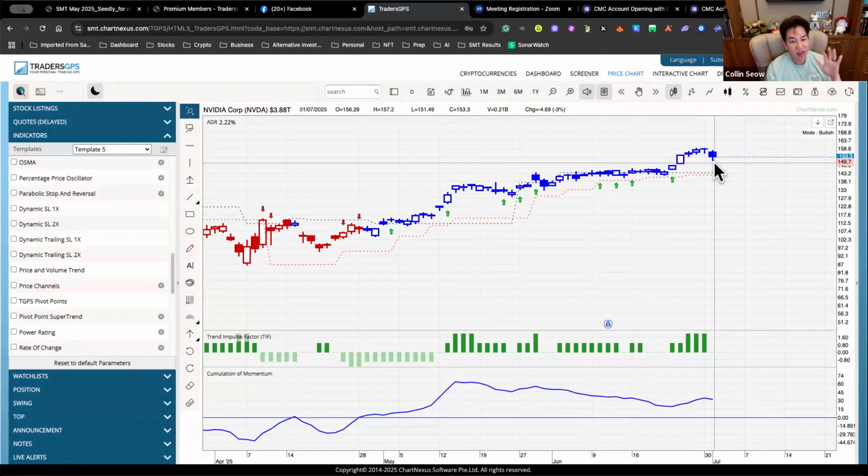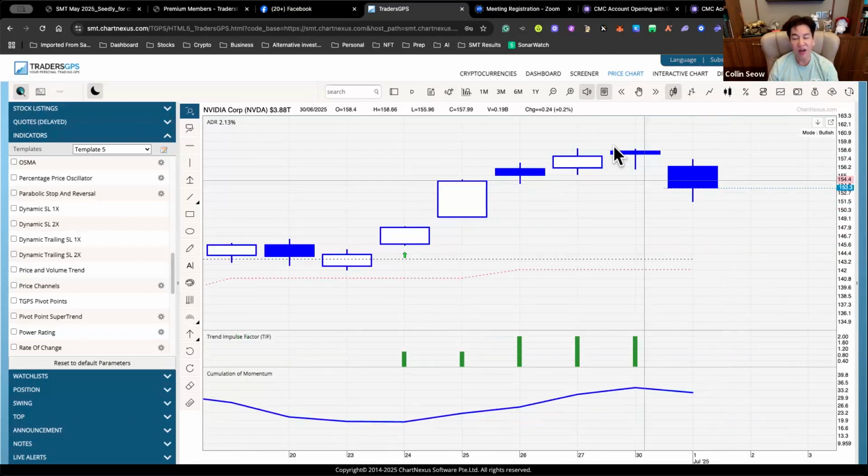Who is telling me trend reversal? A. Who tells me correction? B. A or B? Based on what you see, correction. So is it important to know this? Yes. Okay. So why is yesterday's drop a correction and not a trend reversal?